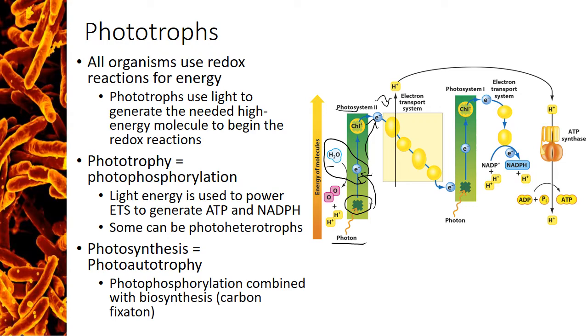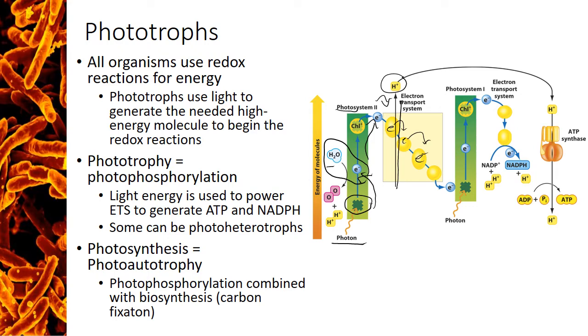In the electron transport chain, that electron will now get transferred from protein to protein, just like in the chemotrophs. As the electron is transferred, it releases a little bit of energy that is used to pump the protons outside of the cell.